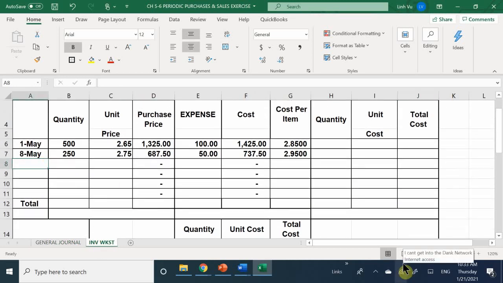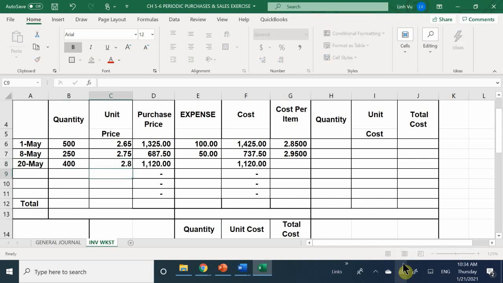So we know that this was purchased on May 20th. He purchased 400 items at $2.80. Okay. With a freight of 80. Good. So how much is my cost per item? $3. $3 even. Good.